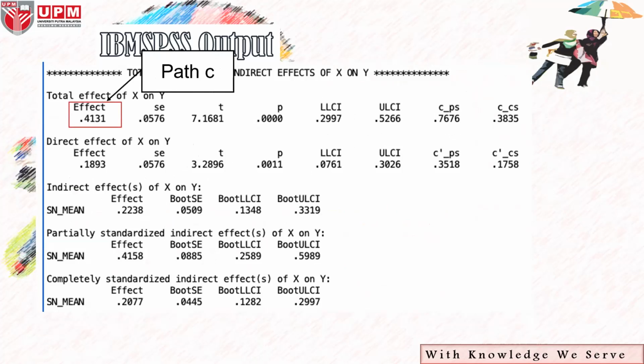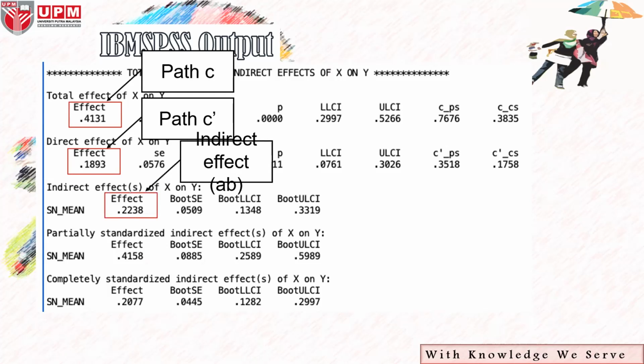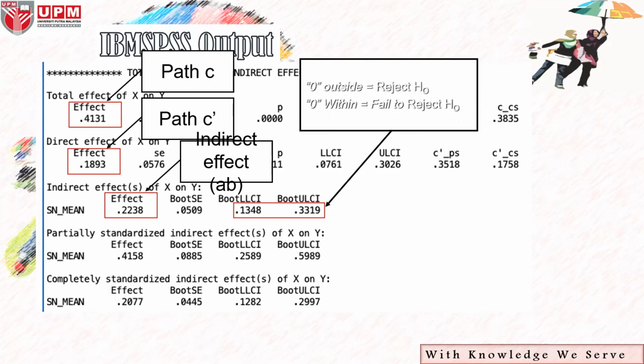So this is the total, direct and indirect effect. The total effect of X on Y: path C equals 0.4131. The direct effect of X on Y, beta equals 0.1893, and the indirect effect is 0.2238, which is path A times B, A multiplied by B. And then this is the location of zero. What we are actually interested in is just this one. Out of all of these, this is the only one we want.